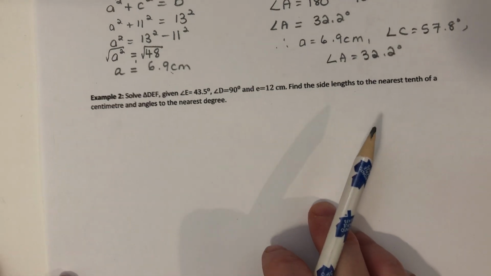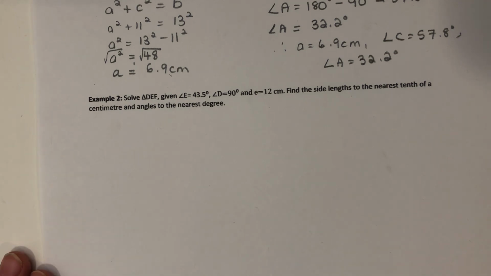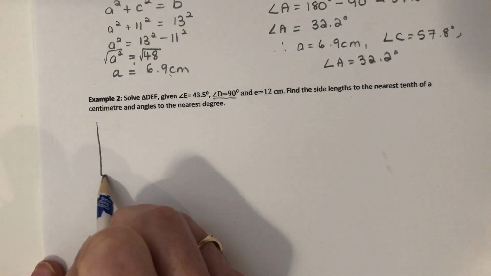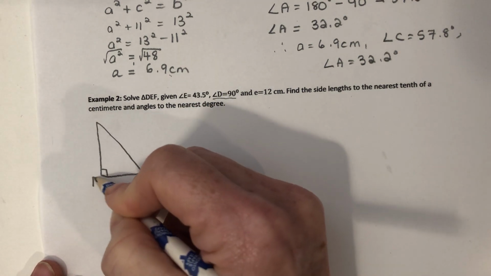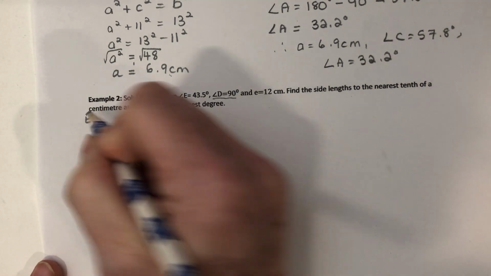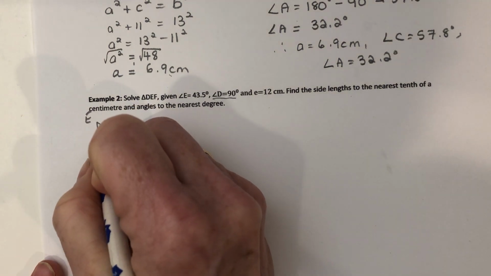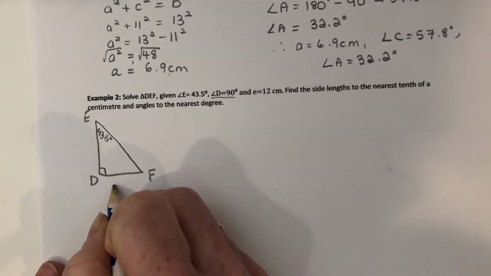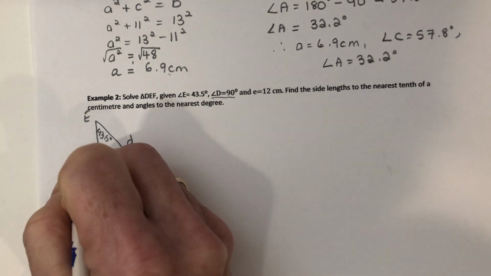Okay, so in this case, solve triangle DEF, given angle E is 43.5 degrees, angle D is 90 degrees, and side E is 12. Again, this tells me it's a right angle triangle, so let's sketch our triangle. Here's my right angle, so that's going to be angle D. And I'm going to put E up here and F here. And we're told that angle E is 43.5, so let's put that up here. And we're told that side E, which would be opposite angle E, is 12 centimeters. And we know that this is side D and this is side F.